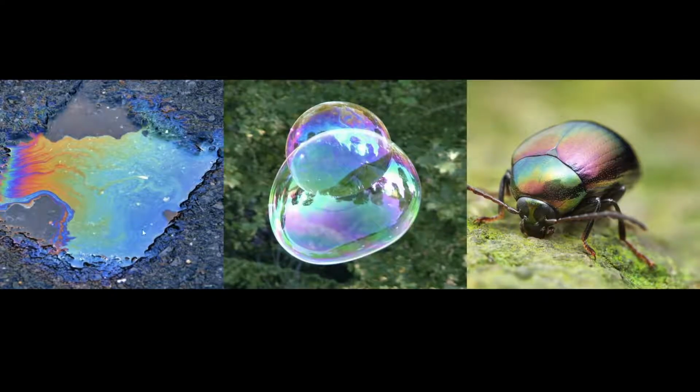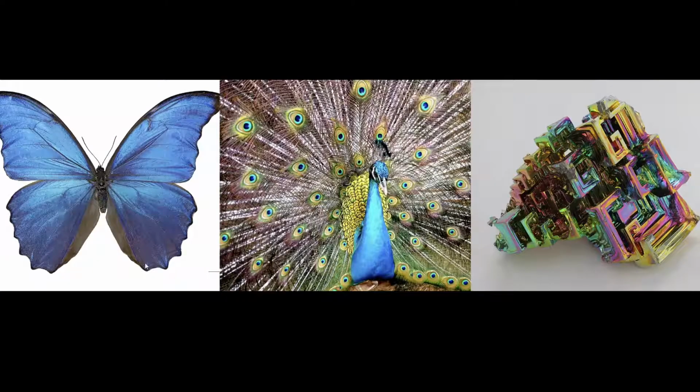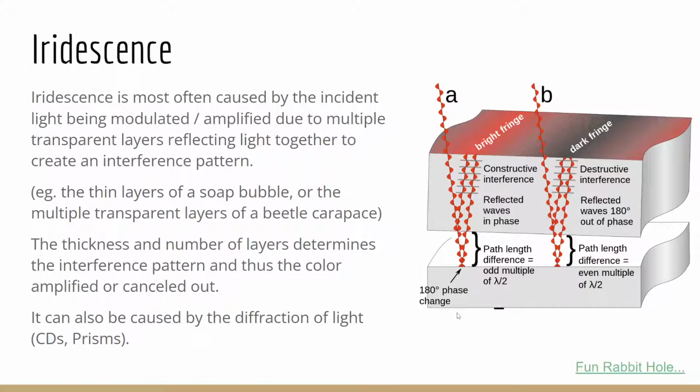So here's some examples, right? These are all more naturally occurring phenomena of iridescence. Butterfly wings, peacock feathers, certain minerals have an iridescent effect to them. And so iridescence, I'm not going to go into the specifics of this too much. You can follow this link if you have access to these slides, to read a little bit more about what causes it.